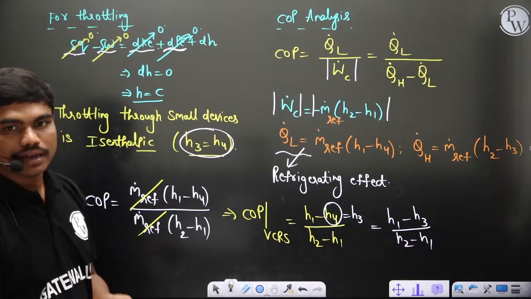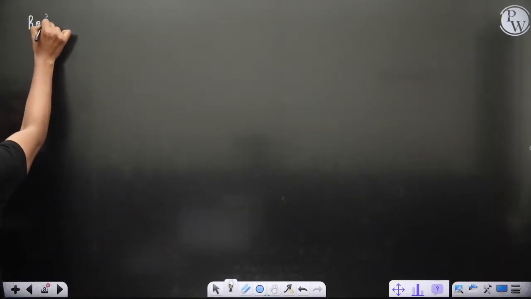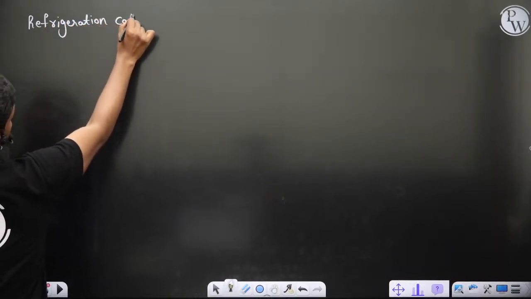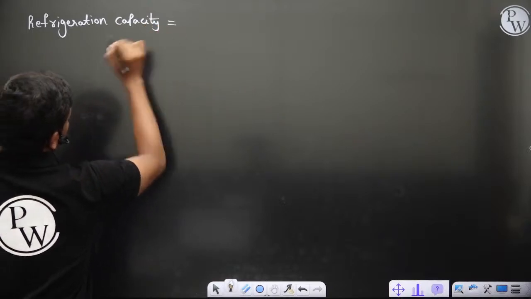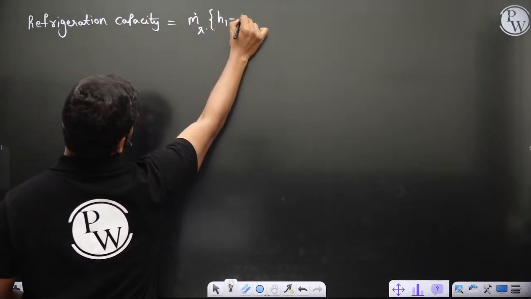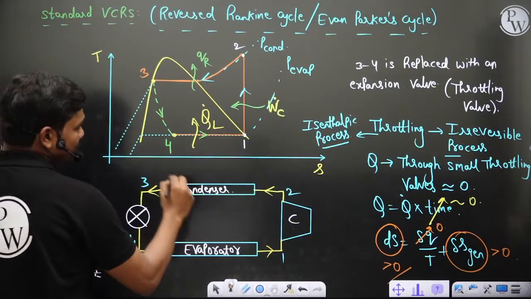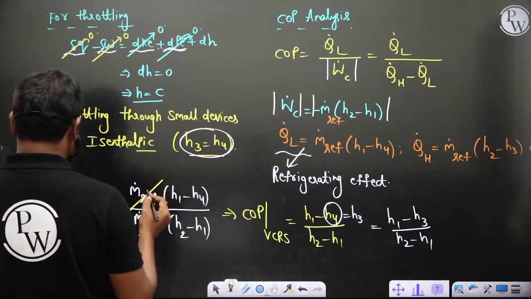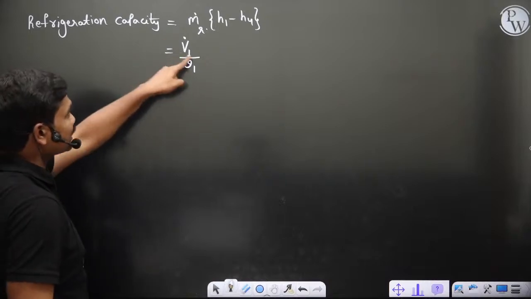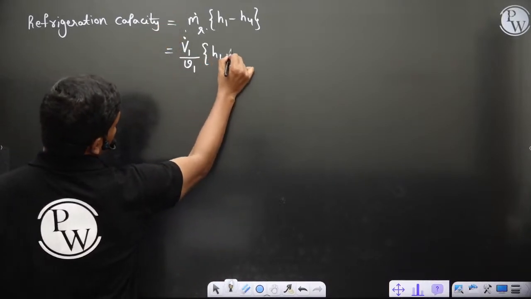So this is the expression for COP. Now you can also understand one thing here. Refrigeration capacity is equal to m dot refrigerant times H1 minus H4. And what is the mass flow rate of the refrigerant? You can denote it as V1 dot divided by v1, because this is the volumetric flow rate and this is the specific volume. If you divide these two, you get the mass flow rate, times H1 minus H4.